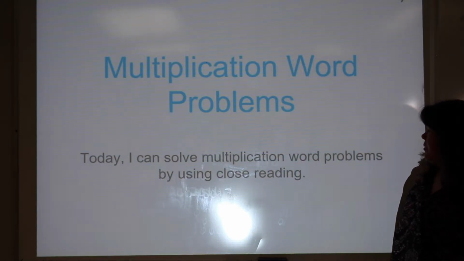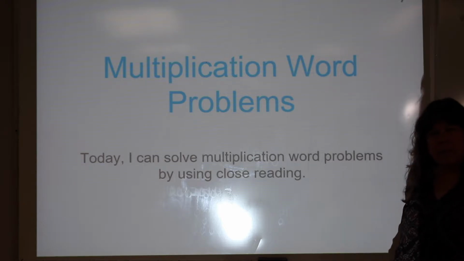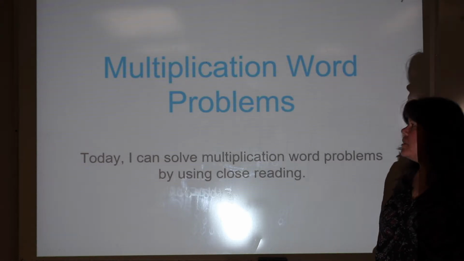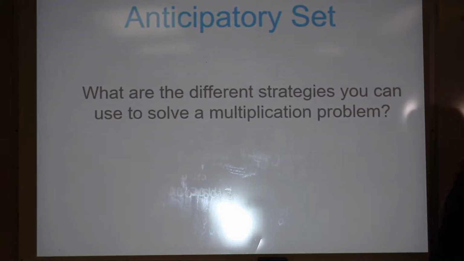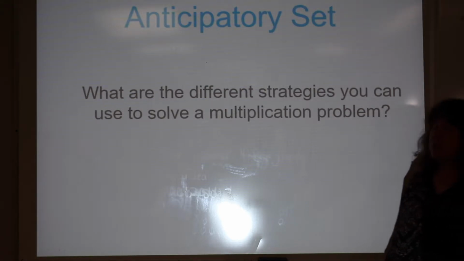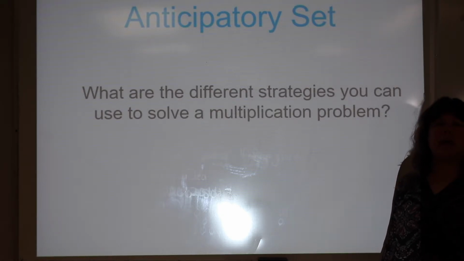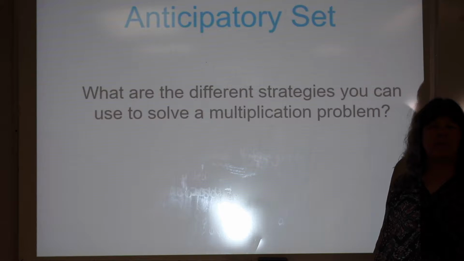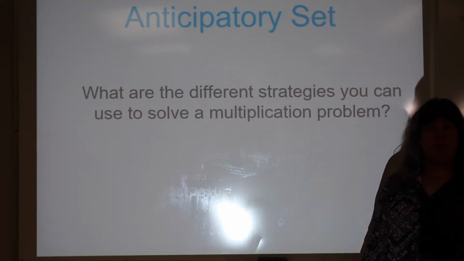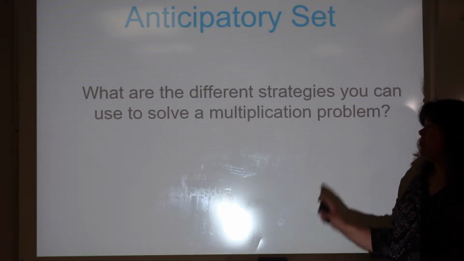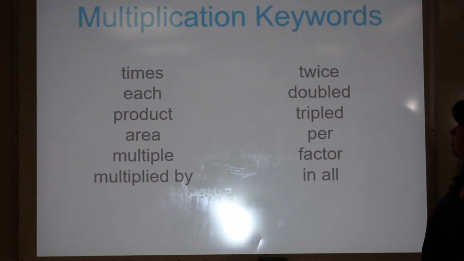Today I can solve multiplication word problems by using close reading. That means we're really going to be looking at those words and looking at our numbers. So your anticipatory set is to think back to the different strategies that you can use to solve multiplication. So this was week 1 that we had, and those would be things like repeated addition, skip counting, or using a number line. Those are the types of strategies that we'd use to be able to figure out multiplication.